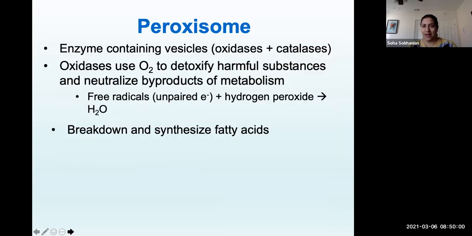Peroxisome is another one, guys. A lot of my students confuse peroxisome versus lysosome, so please be careful with these. Peroxisome is associated with removing what we call metabolic waste. What we were mentioning earlier for the lysosome are products that are wasteful, like food particles or viruses or bacteria. They're not a result of the metabolism process.